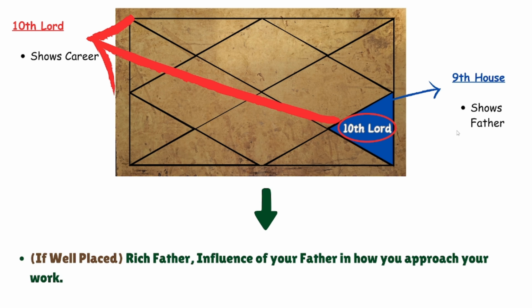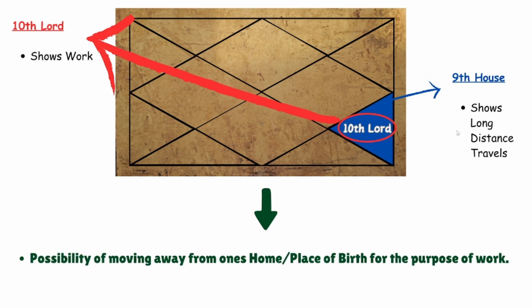So, if this is well placed, then this shows someone who has a rich father, or the influence of your father is there in how you approach your work. Now, the 10th Lord shows your work, and the ninth house is the house of long distance travels. So, as we already discussed, the possibility of moving away from home or from the place of birth for work is beneficial, especially going to foreign lands.